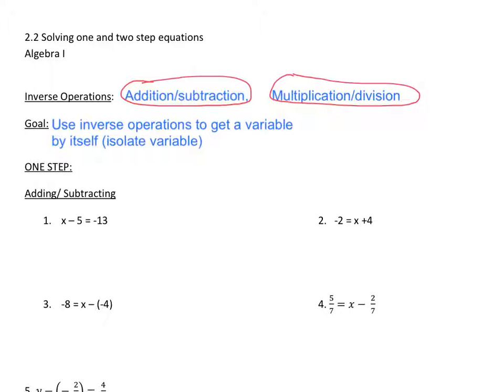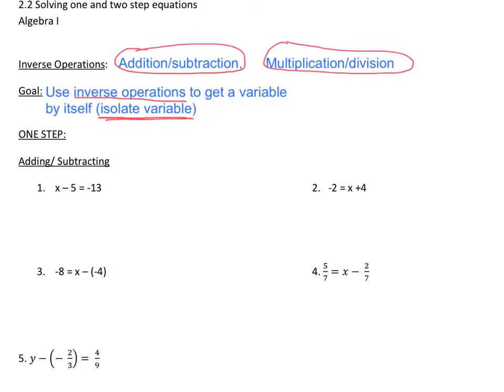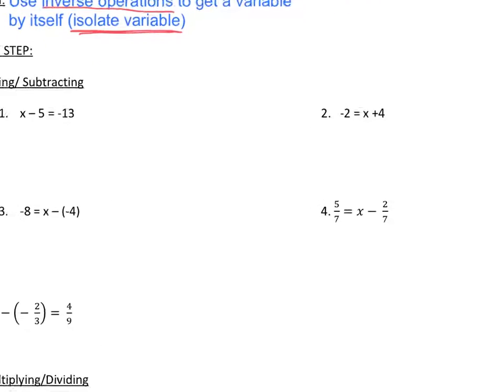In any equation, the goal is to get the variable by itself, or isolate the variable. In order to get that variable by itself, we're going to use these inverse operations, and I'll show you what I mean. We're only going to look at one-step equations. The first thing in doing these equations is to set up the precedence right now. I'm going to move this up and make it a little bit bigger.